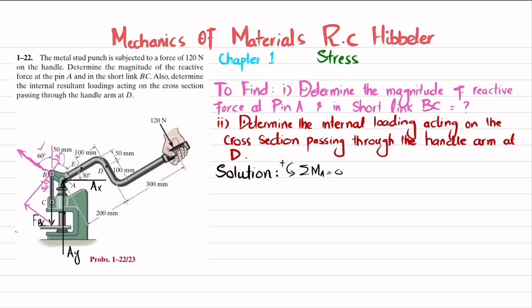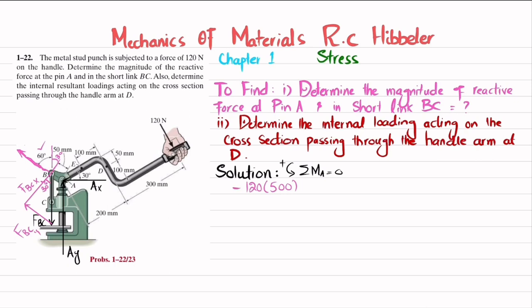This will be the FBC Y component, and this will be the FBC X component. Okay, so about point A, one moment is produced due to this 120 Newton load, and the perpendicular distance is 500 millimeter, that is 0.5 meter, and this will produce clockwise rotation, so it will be negative. So I will write it first: 120 into 500, and that is negative.